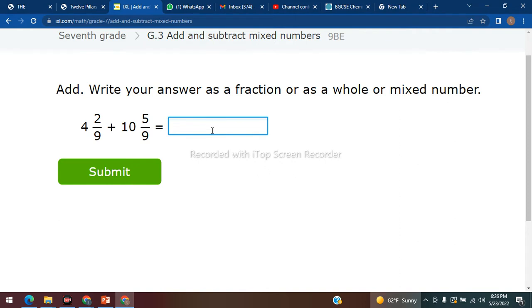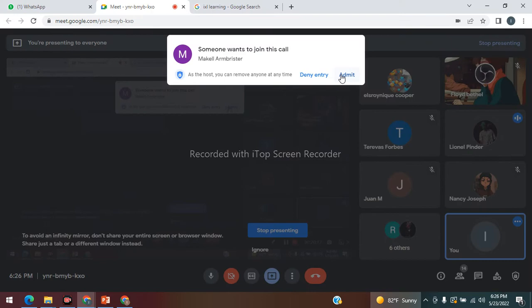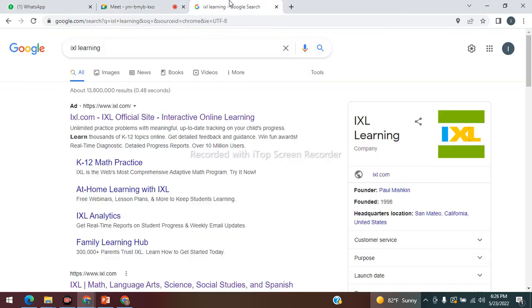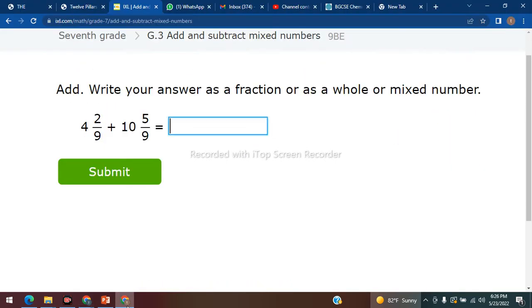All right, moving right along. Okay, now this one is too obvious. Let's skip that one. No, we can't skip, we can't move on. We'll just get it wrong. The answer is like 14 and 7 over 9.